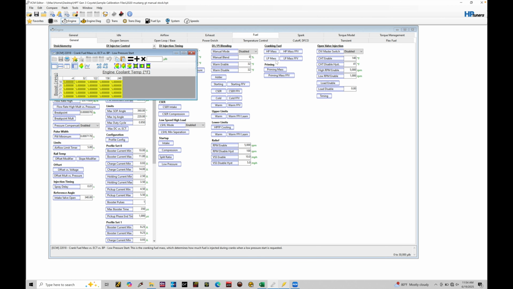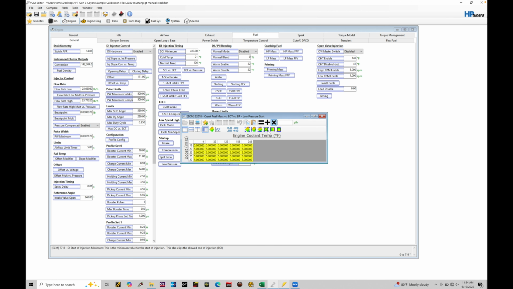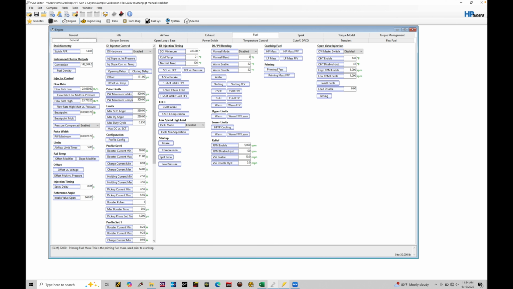Take a look at our LP mass. This is our low pressure situation. The table's all the same. It's delivering a huge amount of fuel depending on whatever the barrel pressure is versus the engine coolant temp. Again, we typically don't need to adjust this table. Anytime I've ever made an adjustment, it's going to be the HP mass table.